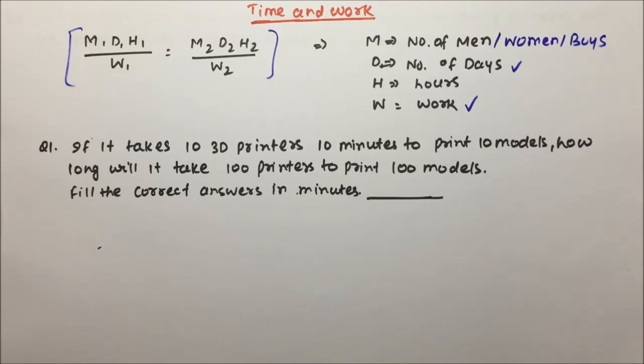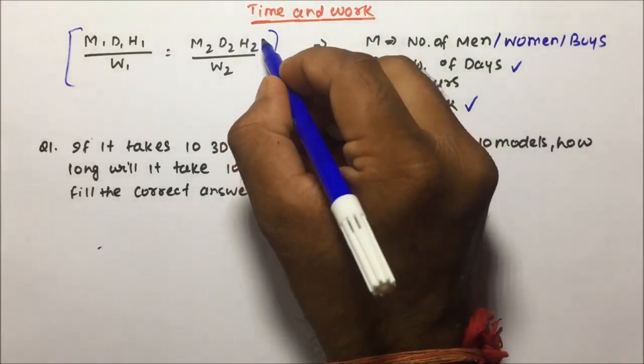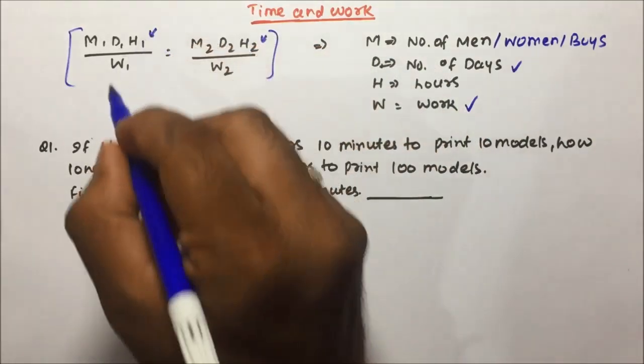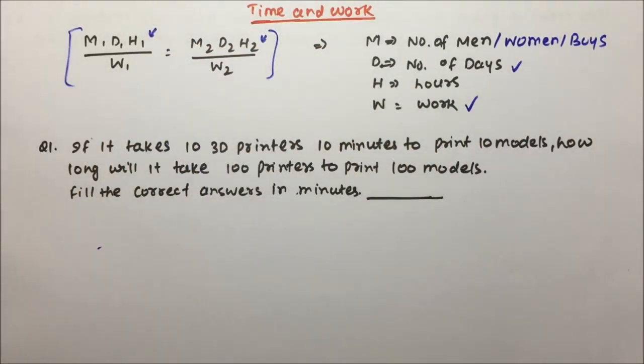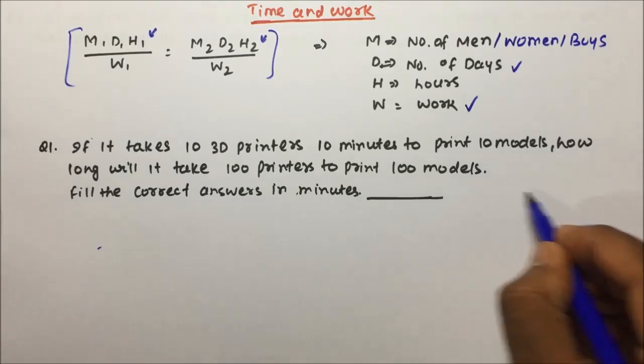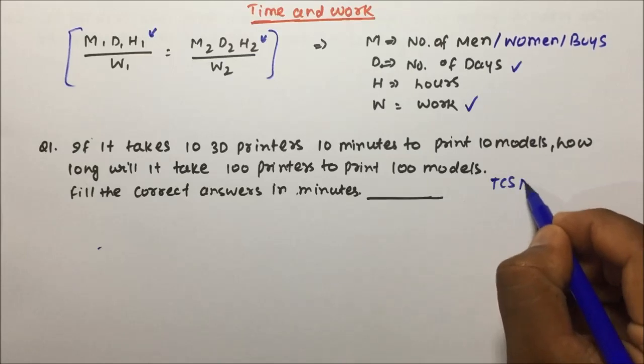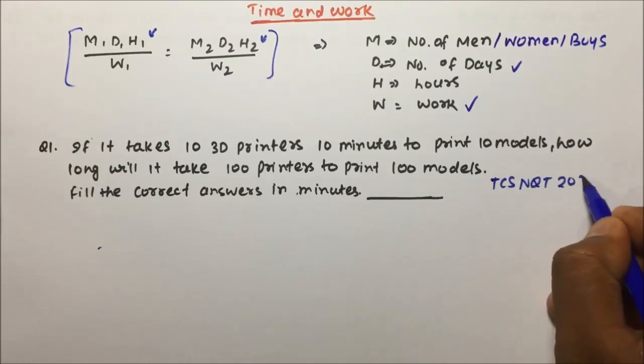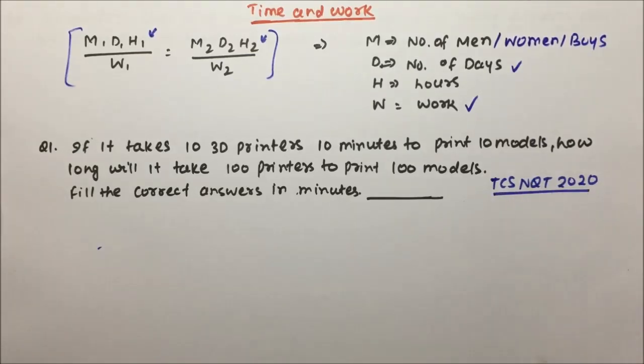Now it depends upon the question. If hours is not given, then we can remove hours, we can only proceed with the men and days. So let's solve one or two questions and then we will get the idea how we have to proceed. This question has been asked in TCS NQT 2020 exam, and this kind of questions we can expect in the coming exams also. So let's try to solve, and on the basis of question number 1 we have few more questions also. We'll understand the concept, the basics, and then we will try to solve the question.